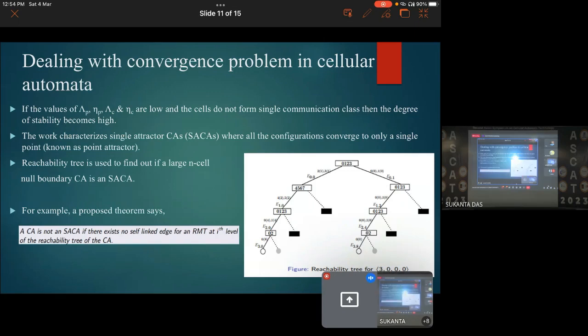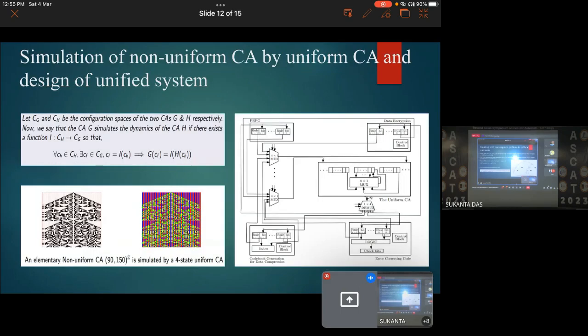The next problem is dealing with the convergence problem of cellular automata, where we have taken the finite non-uniform CA and used a tool, the reachability tree, and depending on this reachability tree we have proposed some theorems. For example, one theorem says that a CA is not an SACA, single attractor cellular automata, that is a convergent cellular automata, if there exists no self-linked edge for an RMT at the ith level of the reachability tree. This is how, from this reachability tree, we can understand whether a CA is a convergent CA or not.